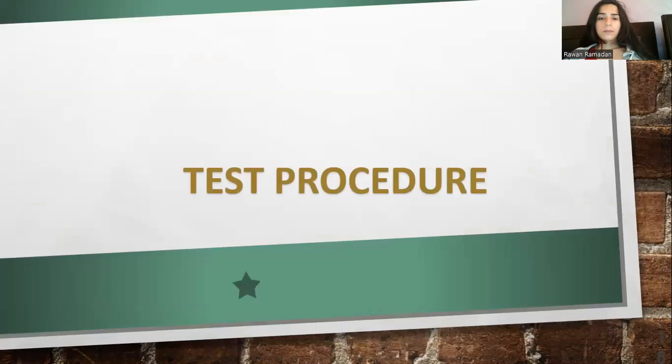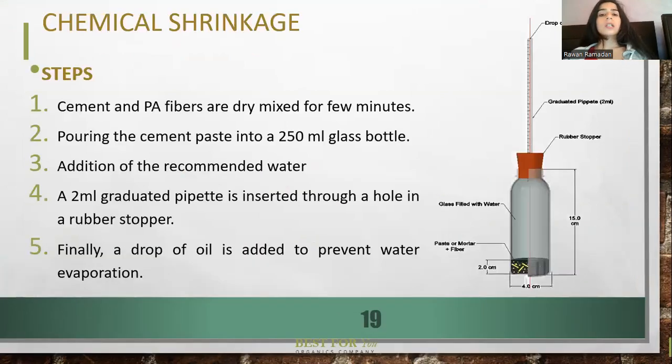Test procedures. Chemical shrinkage is tested according to ASTM C1608. The steps are, first of all, the cement and PA fibers are dry mixed for a few minutes, then poured into a 250 milliliter glass bottle to a thickness of 2 centimeters. The third step is to add water to the top of the bottle. A 2 milliliter graduated pipette is inserted through a hole in a rubber stopper, and the final step is to add a drop of oil to prevent the evaporation of water.